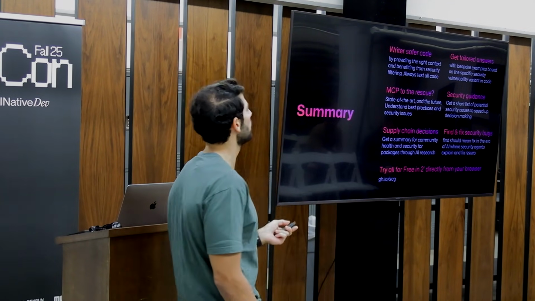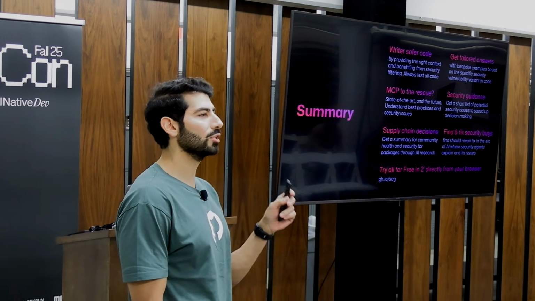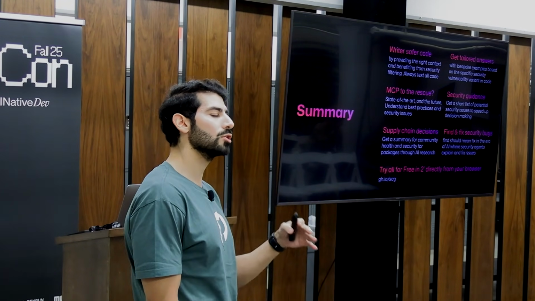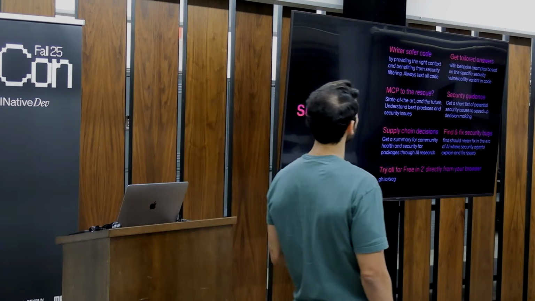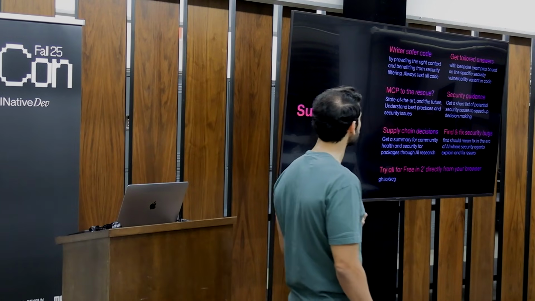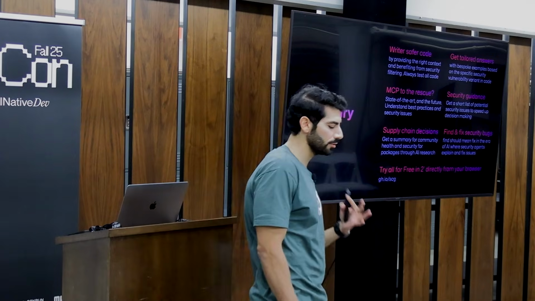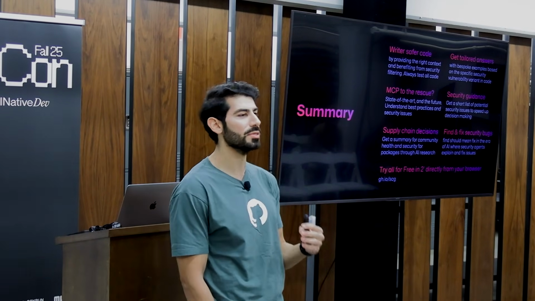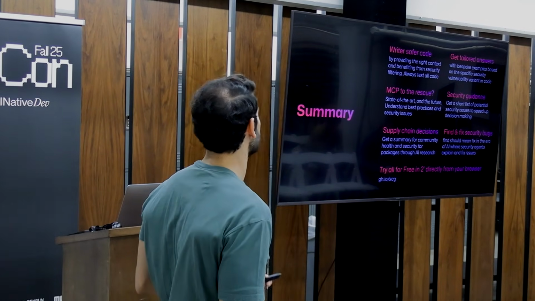Security guidance, very similar to the supply chain decisions. The difference is that you are going to get a short list of something you should be careful of in case you use a code you are not familiar with. Find and fix security bugs. Copilot Autofix is something that is going to help you in the same way that has helped us internally and other open source projects become faster.